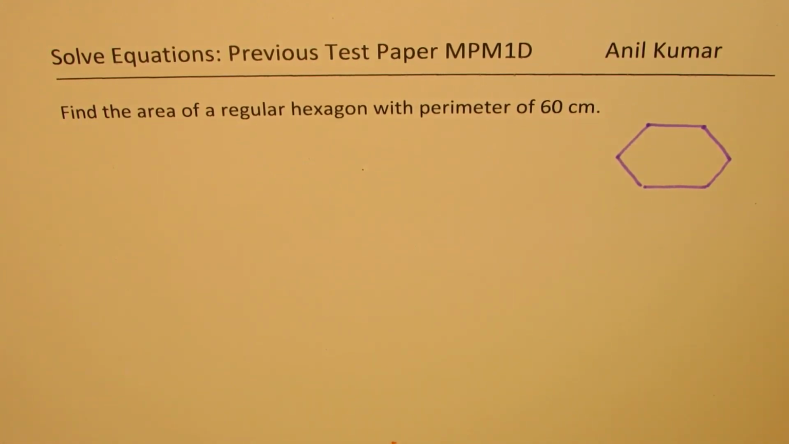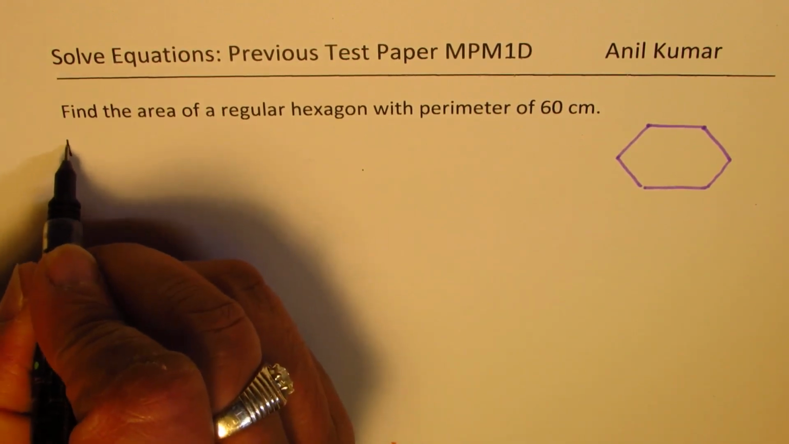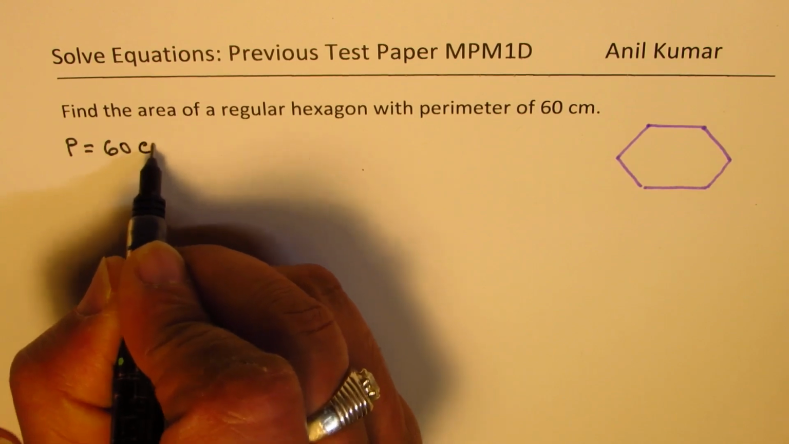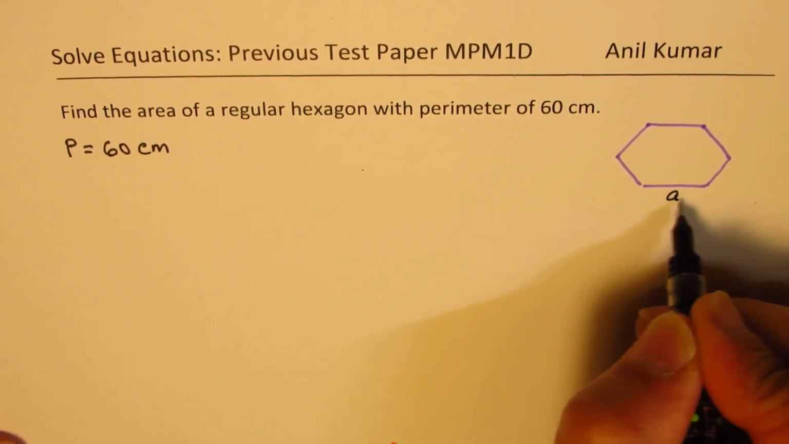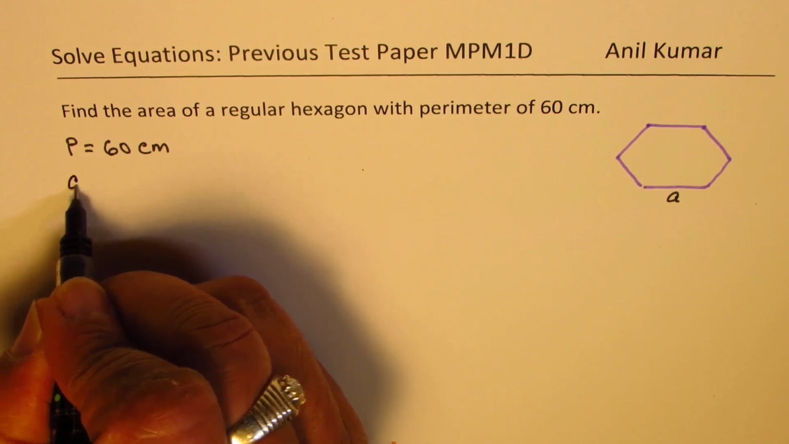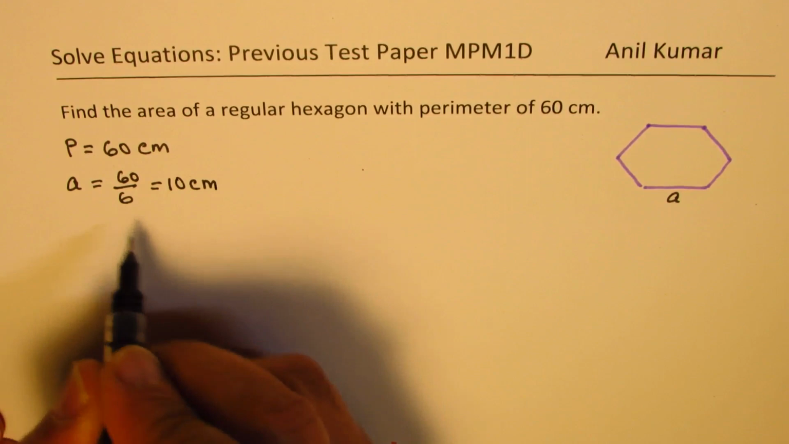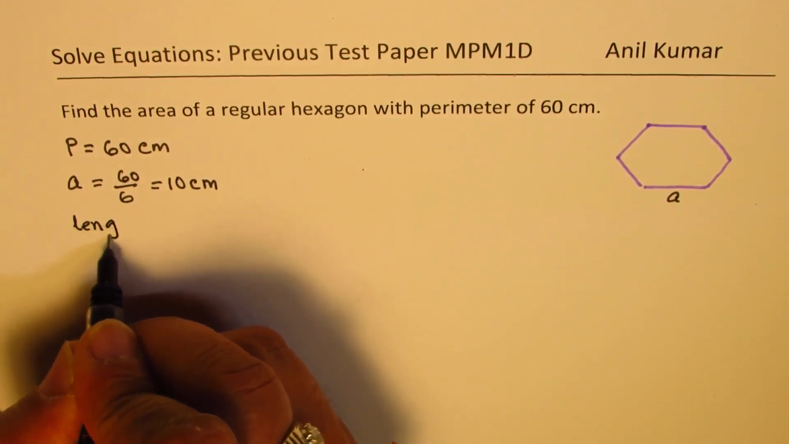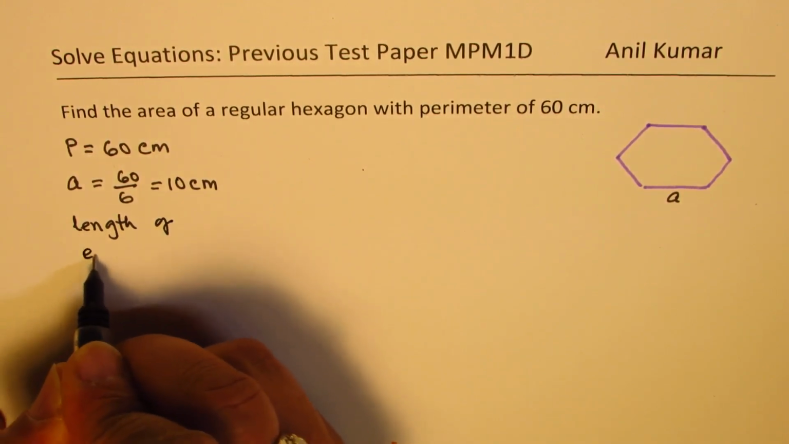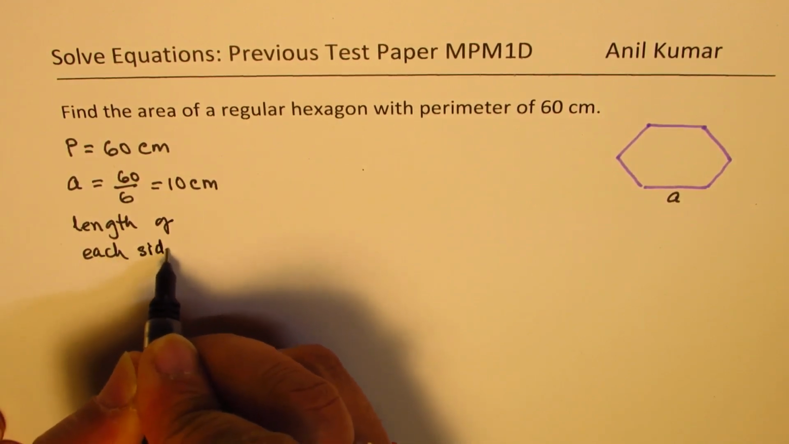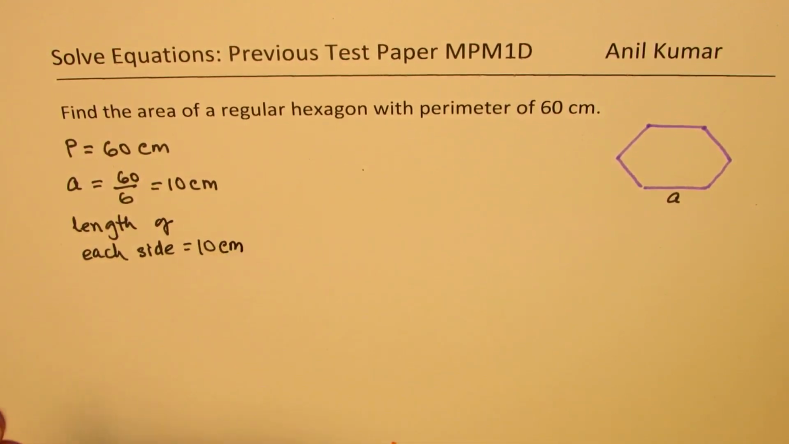We are given that the perimeter of this hexagon is 60 centimeters. Let's say perimeter P equals 60 centimeters. If each side is A units long, then A will be 60 divided by 6, which is 10 centimeters, right? So the length of each side is 10 centimeters, correct?